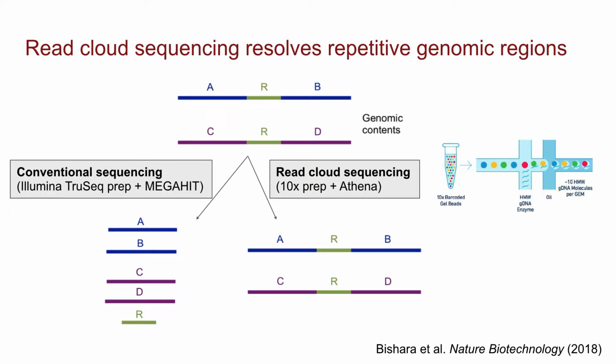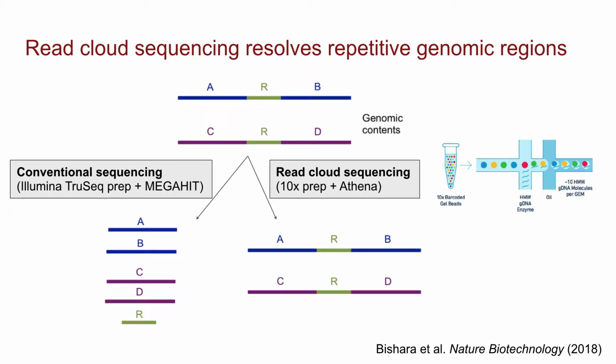Meanwhile, read cloud sequencing, also known as linked read sequencing, is a relatively new technology that allows us to get around this problem. The main difference is during the library preparation stage, where in read cloud sequencing we use high molecular weight DNA and partition these long fragments of DNA within microfluidic droplets. Each droplet is tagged with a droplet-specific molecular barcode that is 16 base pairs long, and the library preparation reactions are done within each droplet so that by the end, all the reads that come from the same droplet are tagged with the same molecular barcode.